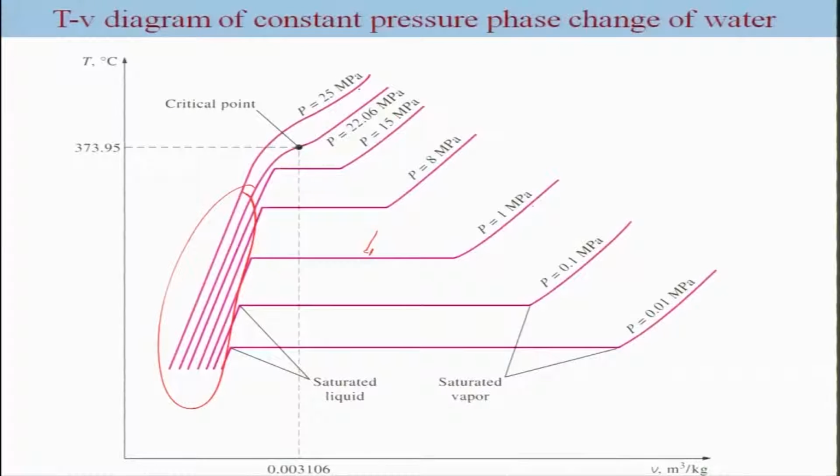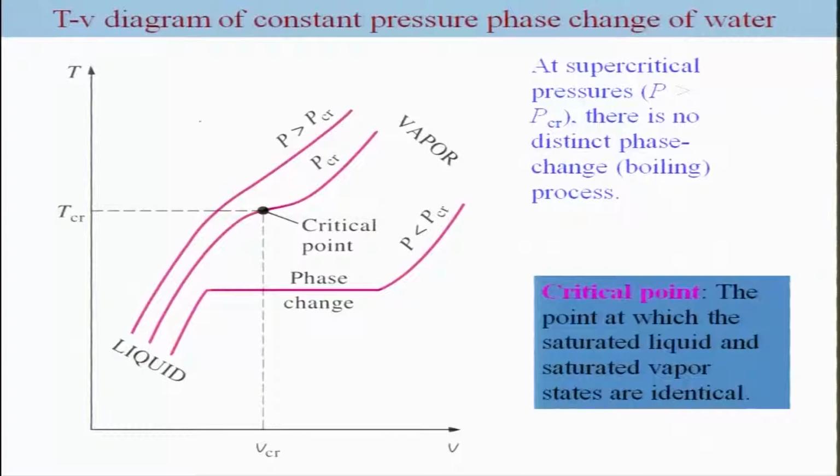So for water, the critical pressure is 22.06 MPa, the critical volume is 0.003106 meter cube per kg, and the critical temperature is 373.95 degrees Celsius. This is nothing but an inflection point. That means the first derivative and second derivative of this curve are going to be 0. This can be further explained here in a simpler form.